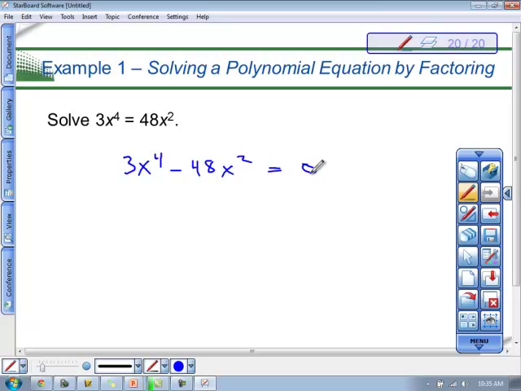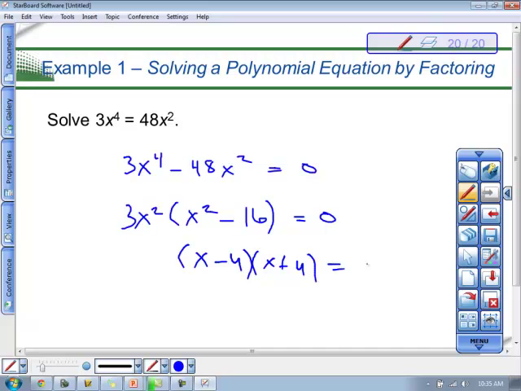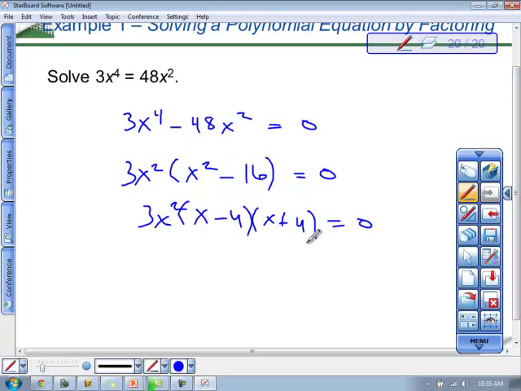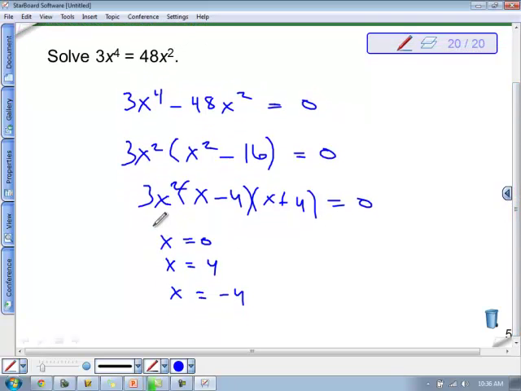Now obviously you could graph this and find out where the intercepts are, but let's do it algebraically. We're going to pull out a 3, and we're going to pull out an x squared. We have left over x squared minus 16 equals 0. Now we can factor this, because this is a difference of two squares, and it factors into x minus 4, x plus 4. Now we can see we have 3 places where this fourth degree polynomial touches the x-axis. We have x equals 0, x equals 4, and x equals negative 4. So now these are our solutions.